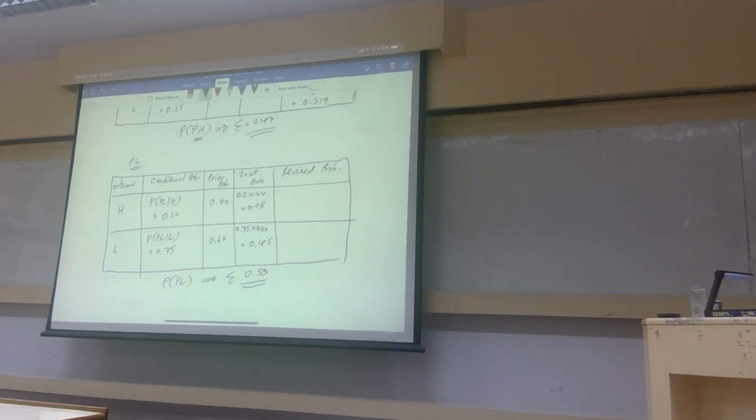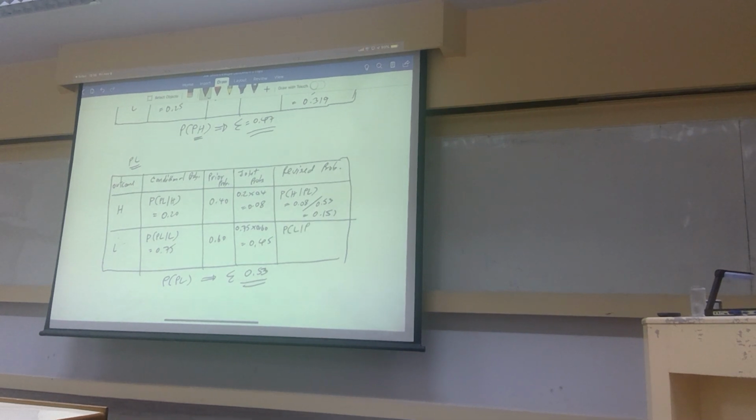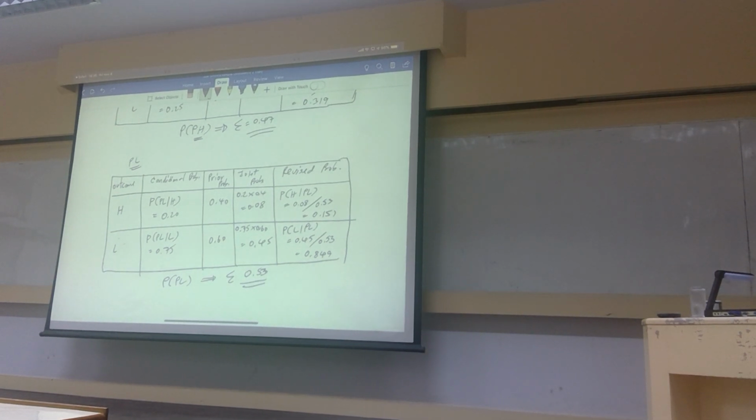Again, for the revised probabilities, the probability of high unemployment given predict low uses the joint probability 0.08 divided by the probability of predict low, 0.53, so we have 0.151. The last one is the probability of low unemployment given predict low, using the joint probability 0.45 divided by 0.53, so we have 0.849. Now we have finished calculating the revised probabilities, so we're ready to construct the decision tree diagram.